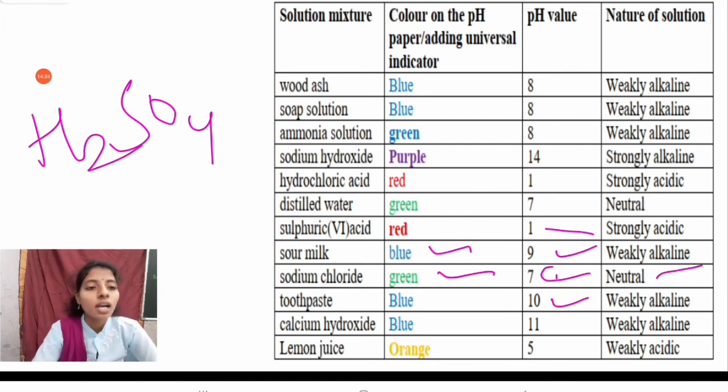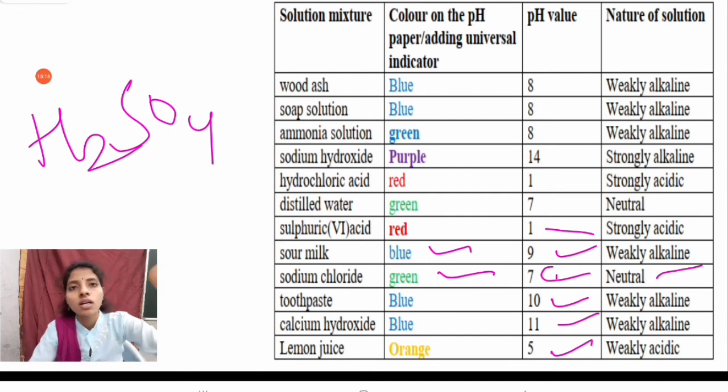Yes, the next one is calcium hydroxide. So the color of the pH paper turns blue. Then the pH value, you can observe, is 11. The nature of the solution is weak base or weakly alkaline. And next, lemon juice. If you take lemon juice, the color of the pH paper turns orange or red. The pH value here is 5. So the nature of the solution is weakly acidic.